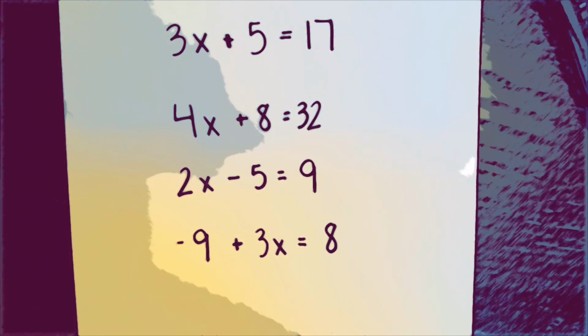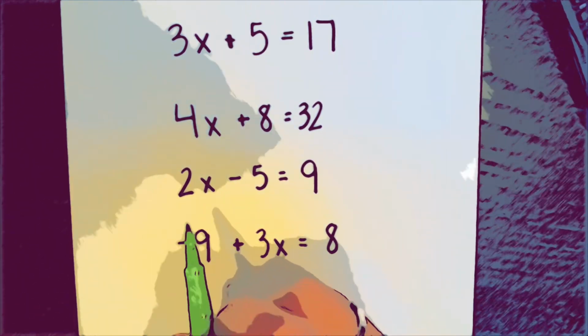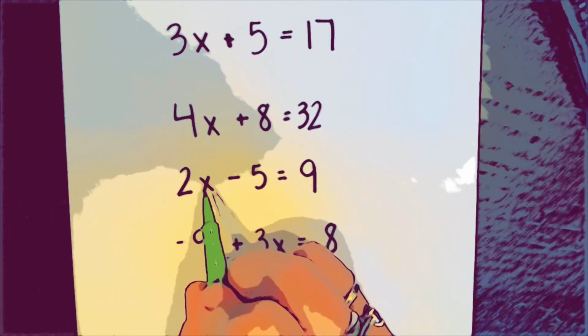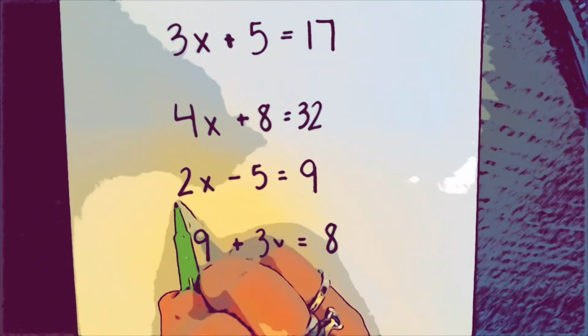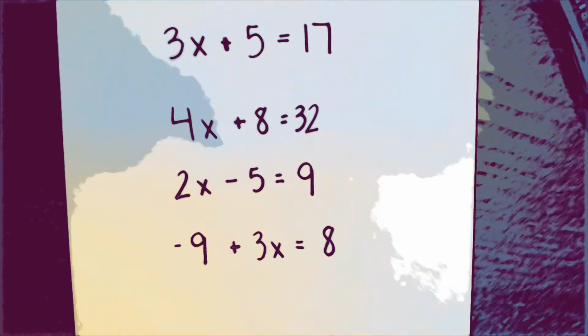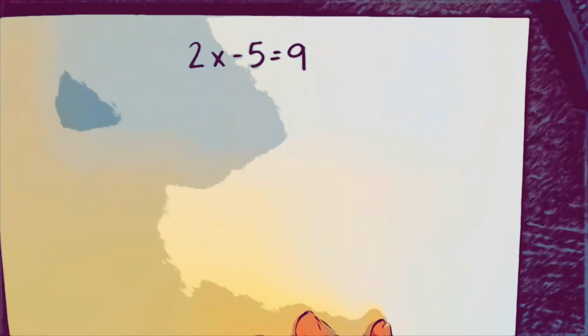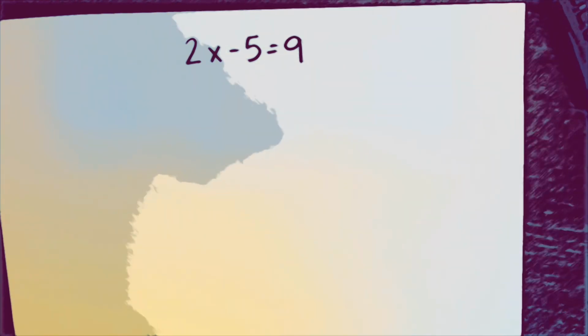Okay, we are back and we are going to continue practicing how to solve for x when x is an unknown number in a two-step equation.